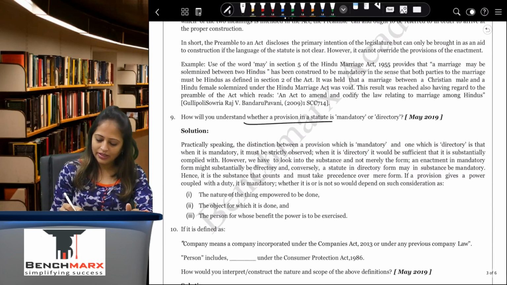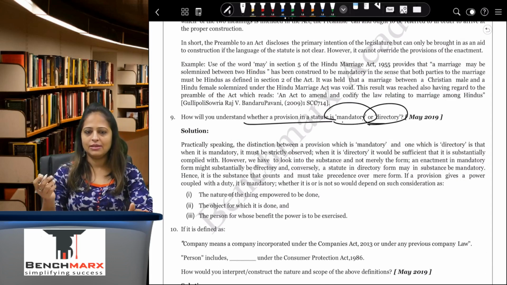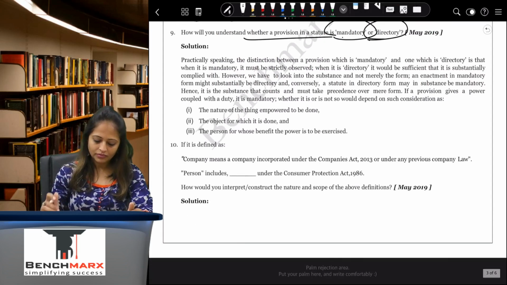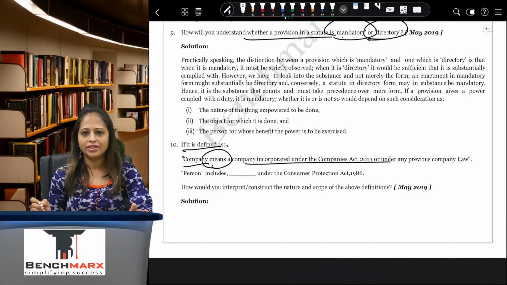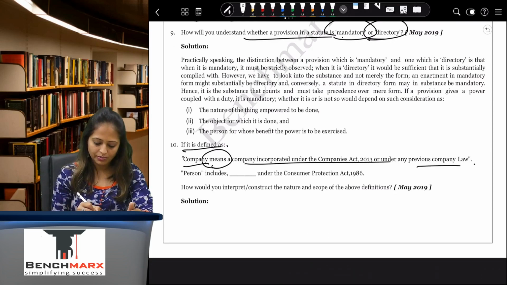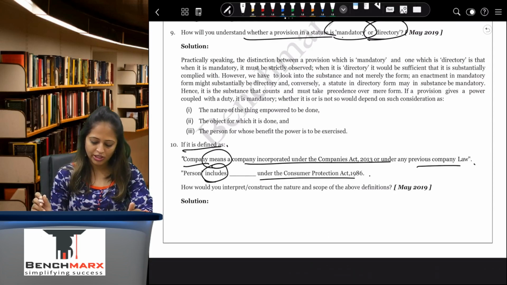How will you understand whether a provision is mandatory or directory? Same question being asked again. It is defined as company means a company incorporated under the Companies Act or previous law. Person includes under Consumer Protection Act.